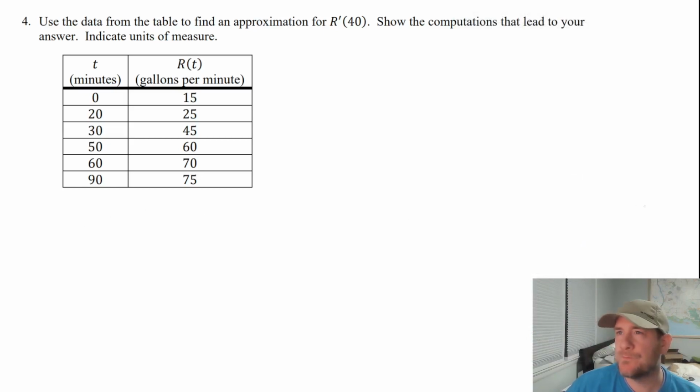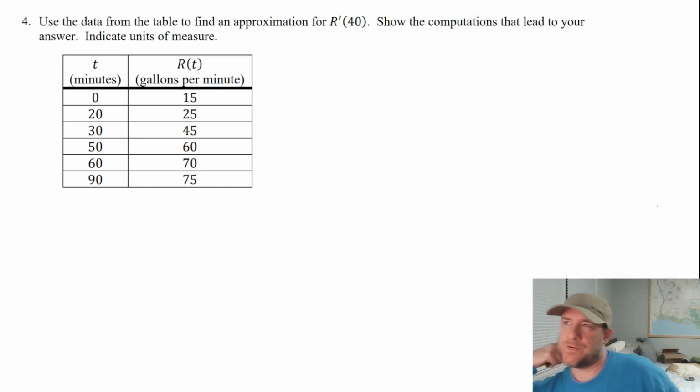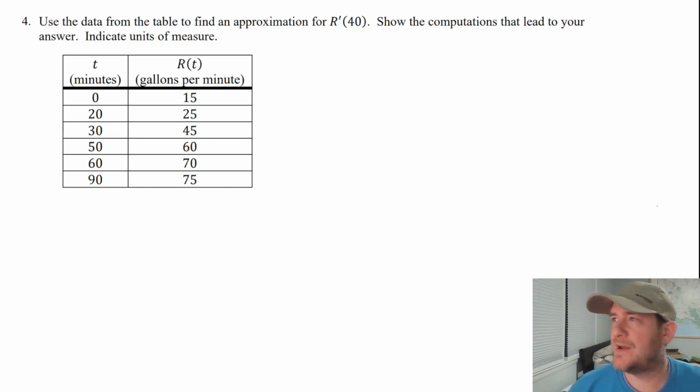Okay, so looking at 4. Use the data from the table to find an approximation for r prime of 40. And again, the data that we see is for r, which is perfect. That means if we want to approximate 40, we're just going to use 30 and 50. And this is a pretty easy question.